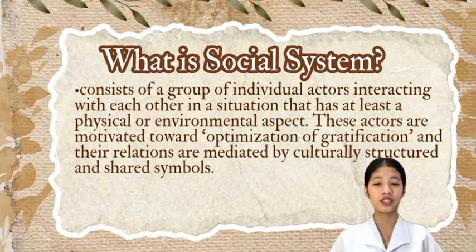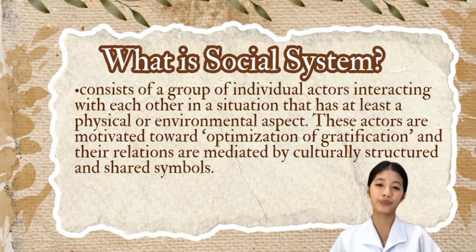So first, let's talk about what a social system is. A social system is basically a group of people interacting with each other to reach a certain purpose or goal. For example, in our school, we have students, teachers, and classmates working together to learn and achieve the goal or finish the school year together. That example is a form of a social system.